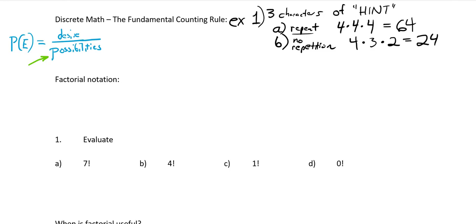Let's do another example, and let's do another example of creating an 8 length password. Okay? An 8 length password. So you have to have 8 different things in it. Now, here are the criteria.